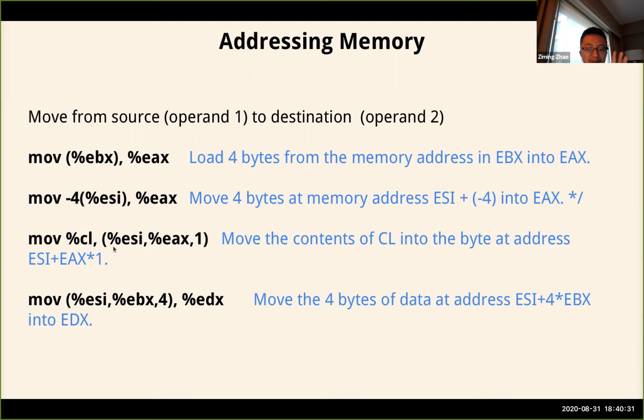The location is specified by those 3 parameters, and we need to put those 3 into this formula. Basically it's the first argument plus the second one times the third one, and the third one can only be a constant in this syntax.